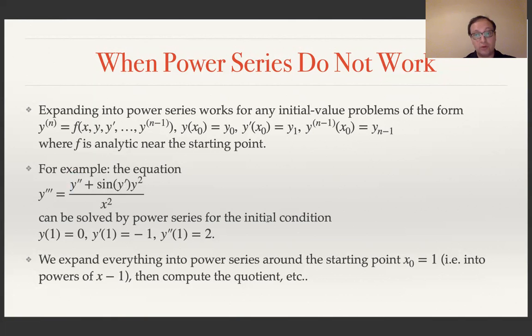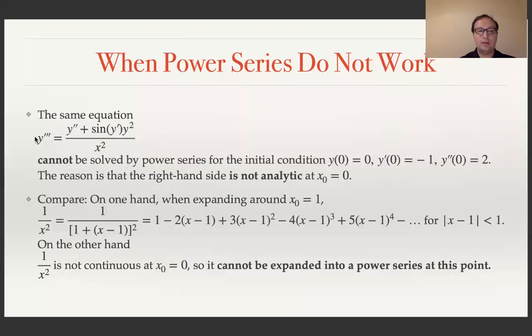So we could solve this equation by the method of power series. On the other hand, the same equation, if we try to solve it at another point, may not be solvable by power series. So this is a point where it's not solvable by power series. Corresponding to the initial conditions, y of 0 is 0, y prime of 0 is minus 1, and y double prime of 0 is 2.